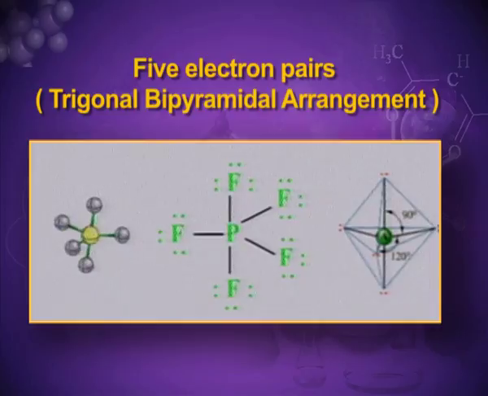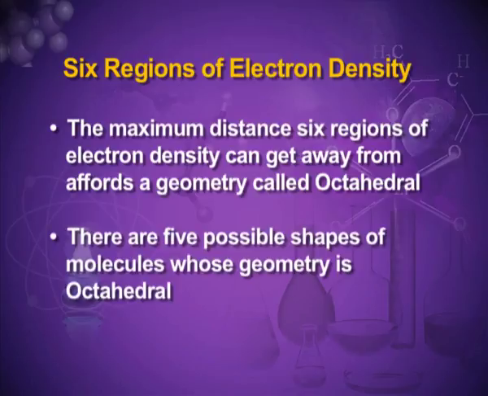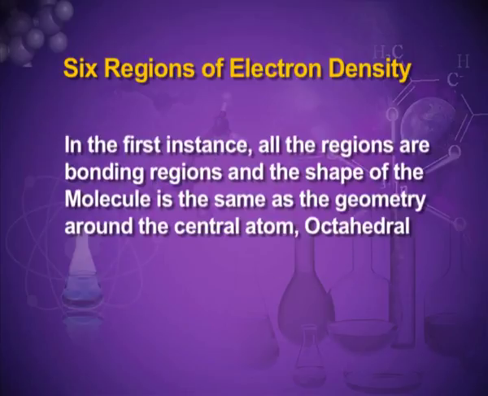Now you can see from the slide also, 6 regions of electron density. The maximum distance 6 regions of electron density can get away from each other affords a geometry called octahedral. There are 5 possible shapes of molecules whose geometry is octahedral. In the first instance, all the regions are bonding regions and the shape of the molecule is the same as the geometry around the central atom: octahedral, SF6.